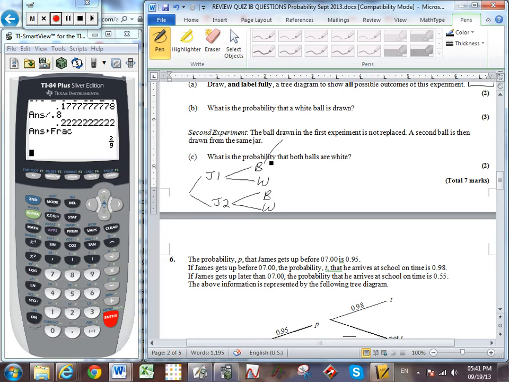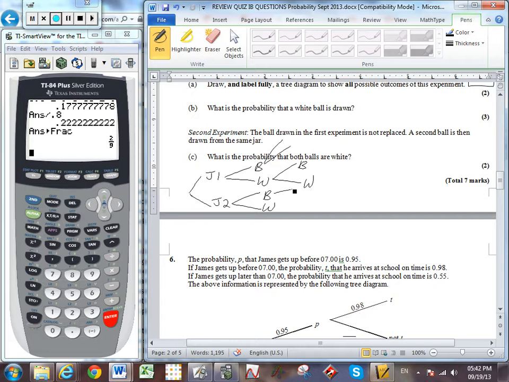Now, I've got black or white coming out of here, but I'm not going to be interested in those possibilities because I want both balls to be white. So I'm not going to complete that part of the tree. The white could end up with a second white. That one interests me.